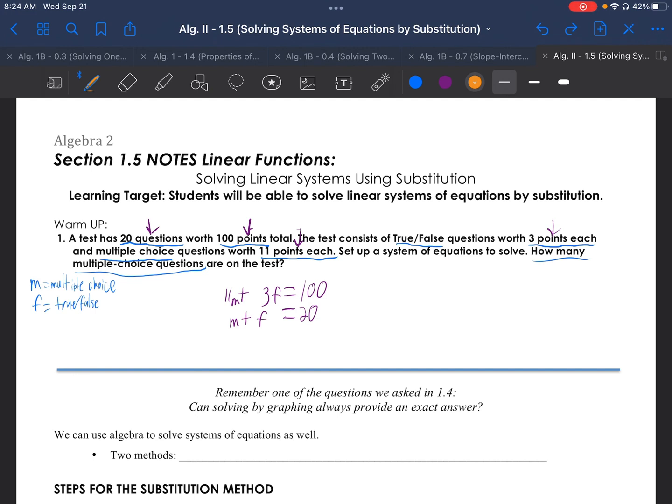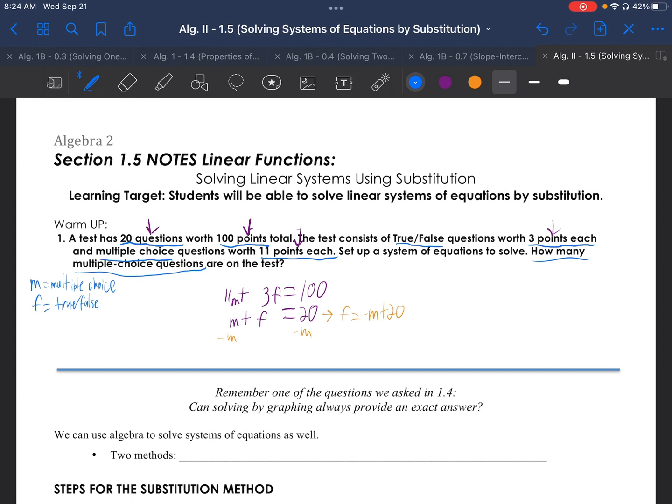I'm going to actually use the substitution method here that we're going to be talking about today in the lesson. So in order to do this, I'm going to solve one of the equations for a variable. So I'm going to pick this bottom equation. I'll talk about y later. And I'm going to solve it for f. So to do that, I'm going to subtract m on both sides. And that gives me, as I point to my arrow over here, f is equal to negative m plus 20.